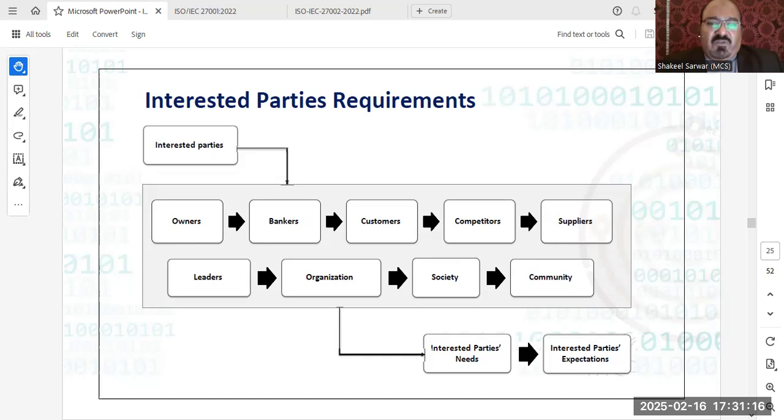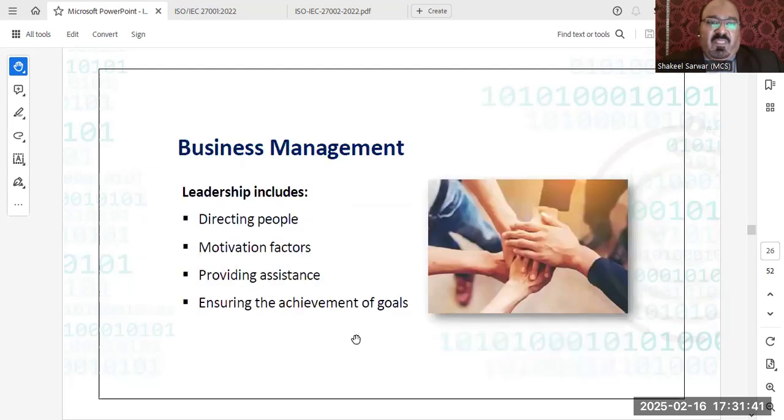Why is addressing both critical in ISO 27001? Needs must be addressed to ensure compliance, reduce risks, and meet contractual obligations. Expectations, while not mandatory, help build trust, foster innovation, and enhance competitive advantage. Together, addressing both ensures a holistic ISMS that balances compliance with stakeholder satisfaction.